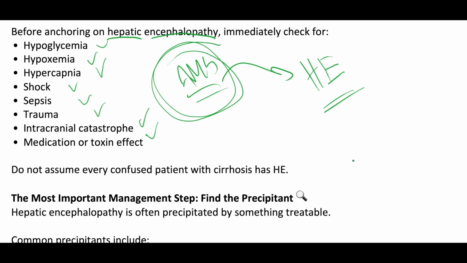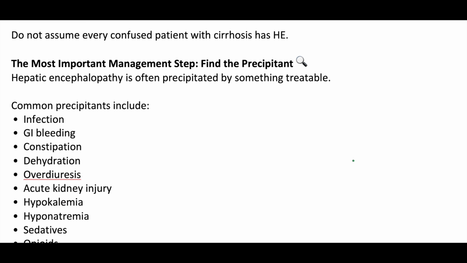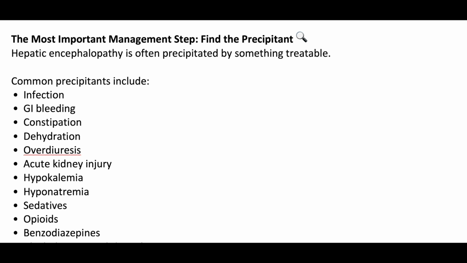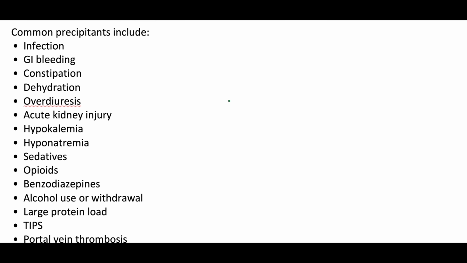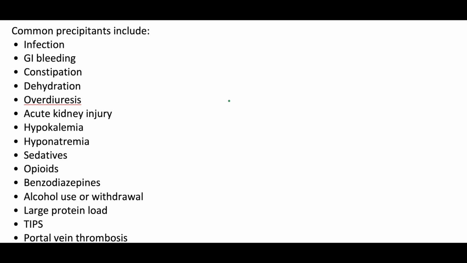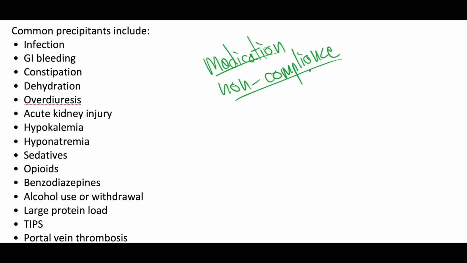So the most important management step after you have identified hepatic encephalopathy is find the precipitant. This is just like DKA or HHS. Find the precipitant. What caused this patient to go into hepatic encephalopathy? Because until you fix that precipitant, you're not going to be able to fix the hepatic encephalopathy. And a lot of times, we shouldn't say a lot, but medication non-compliance is something that we often talk about, right? The medications for hepatic encephalopathy, lactulose, rifaximin, these things cause diarrhea. Patients understandably don't like them. So medication non-compliance is something we often talk about, but do not anchor on that because you will miss something.